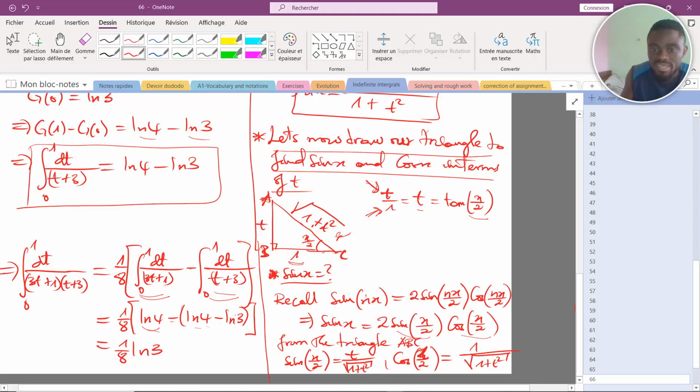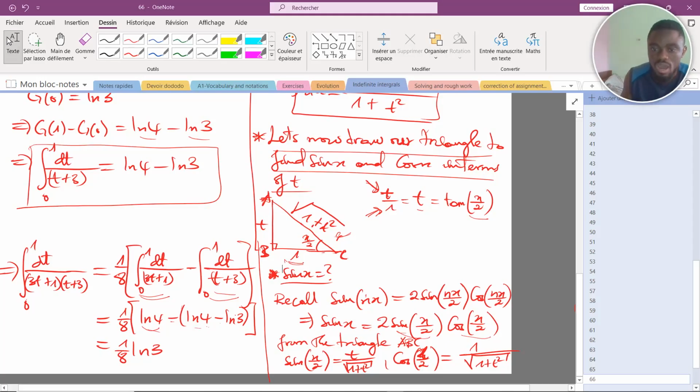Now, to have sin x, I have to replace n by 1. Everywhere that I see n, I replace it by 1. So this implies sin x will be equal to 2 sin(x/2) cos(x/2), because if I place 1 here, I have x on 2. Now we can already find sin x, because from the triangle we can get sin(x/2) and cos(x/2). From this triangle, my sin(x/2) is opposite over hypotenuse, which is t all over the square root of 1 plus t squared. My cos(x/2) is adjacent over hypotenuse, which is 1 all over the square root of 1 plus t squared.